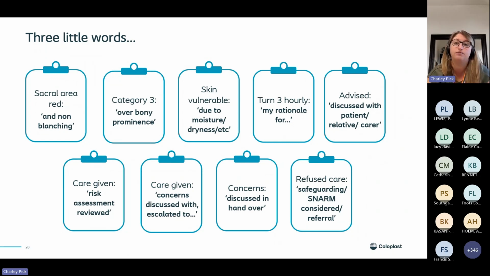Turned 3 hourly. Why have you done that? So my rationale for this is, why have you repositioned them 2 hourly, 3 hourly, 4 hourly? What's your evidence for that?